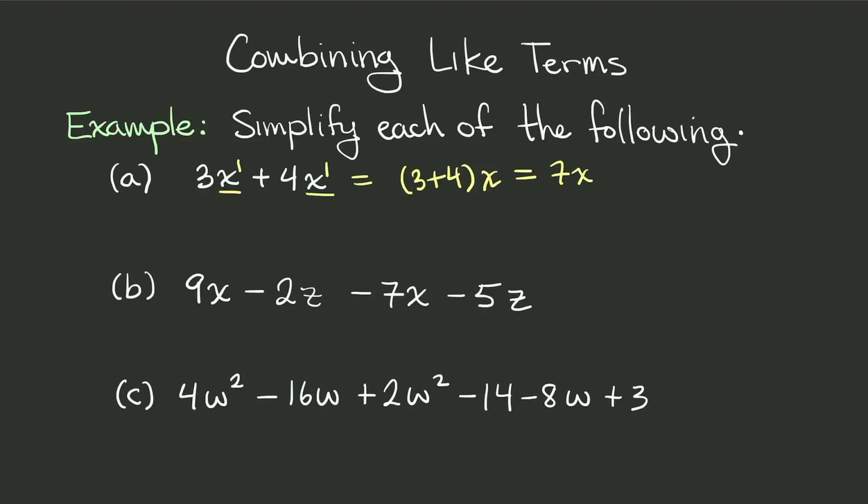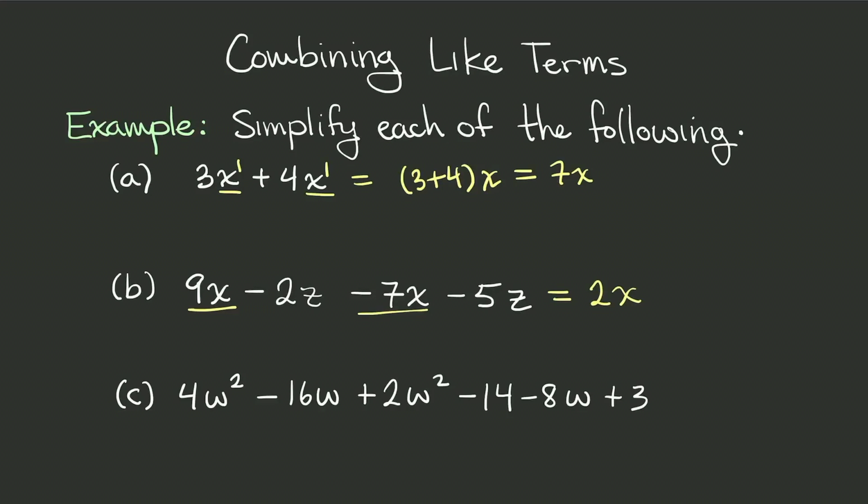In part B, we have 9x minus 2z minus 7x minus 5z. The terms 9x and negative 7x are like terms because they have the same variable raised to the same power, and so we can combine them by adding their coefficients. 9 plus negative 7, or 9 minus 7 is 2, so we have 2x.